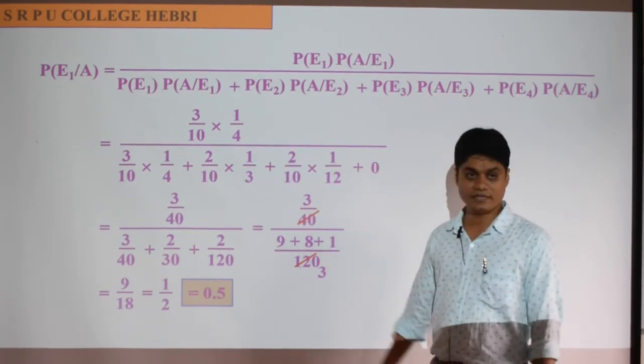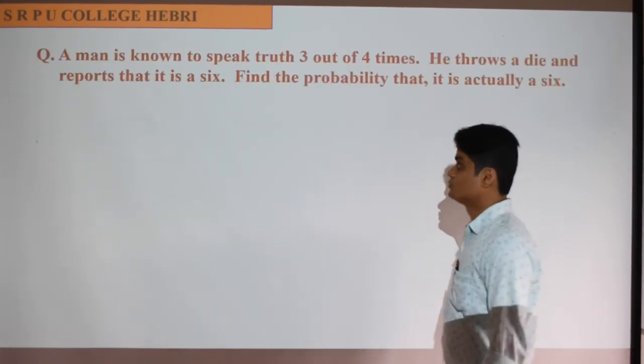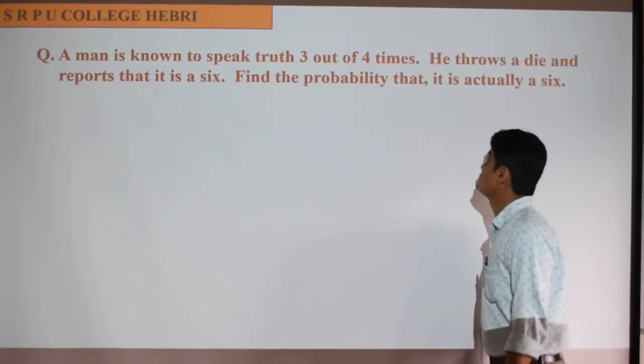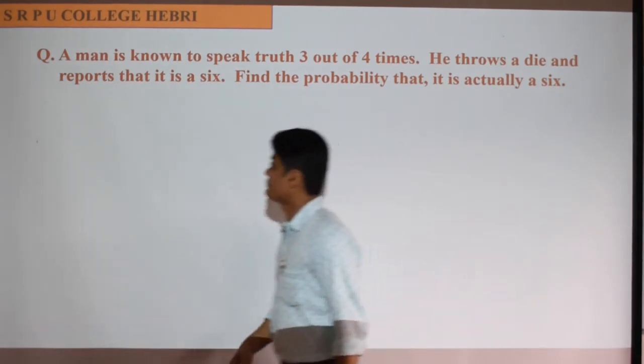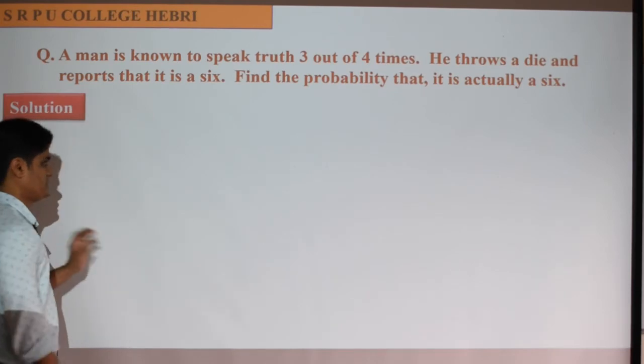I hope you can complete this. Yeah, I'll move to next question. A man is known to speak truth 3 out of 4 times. He throws a die and reports that it is a 6. Find the probability that it is actually a 6.